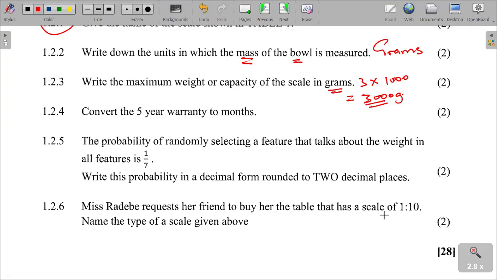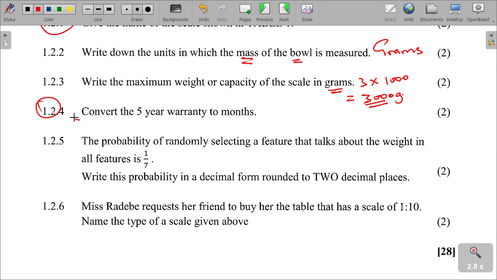I'm sure you are still following. Convert the 5-year warranty to months. Class, convert the 5-year warranty to months. So what are you going to do? Question number 2.14. When you are converting this to months, you just multiply 5 times 12. We just say 1 year is equal to 12 months. So 5 years, how much is it?